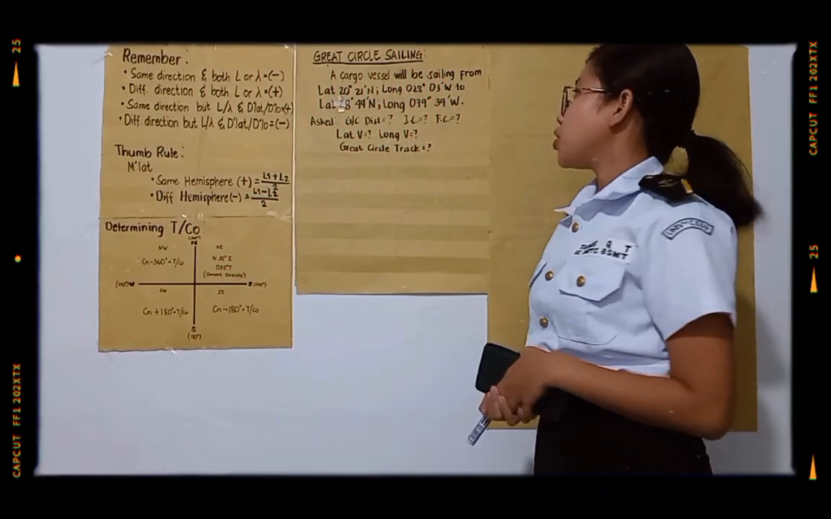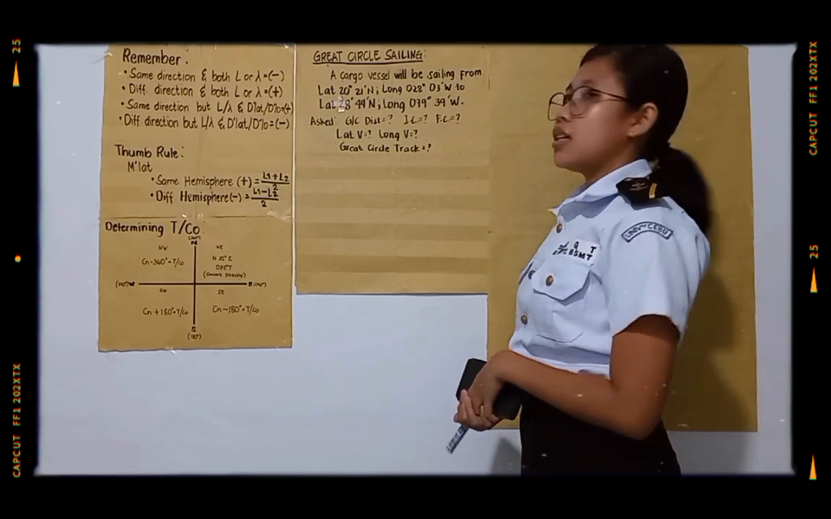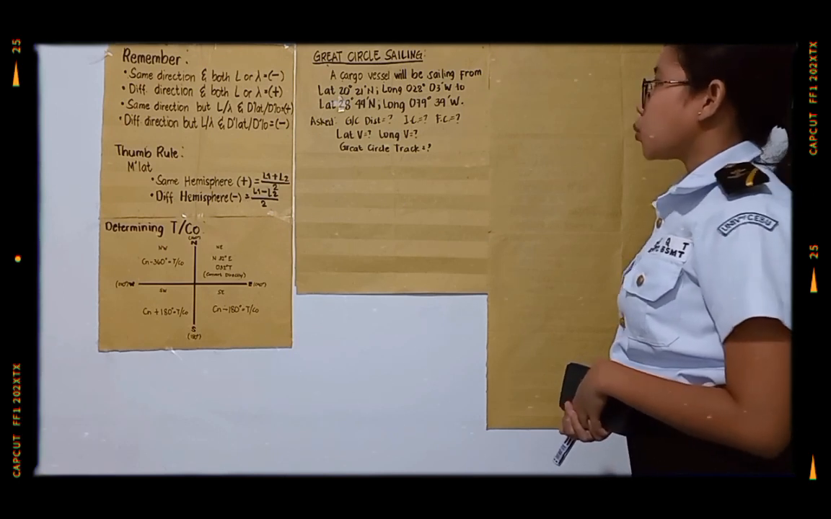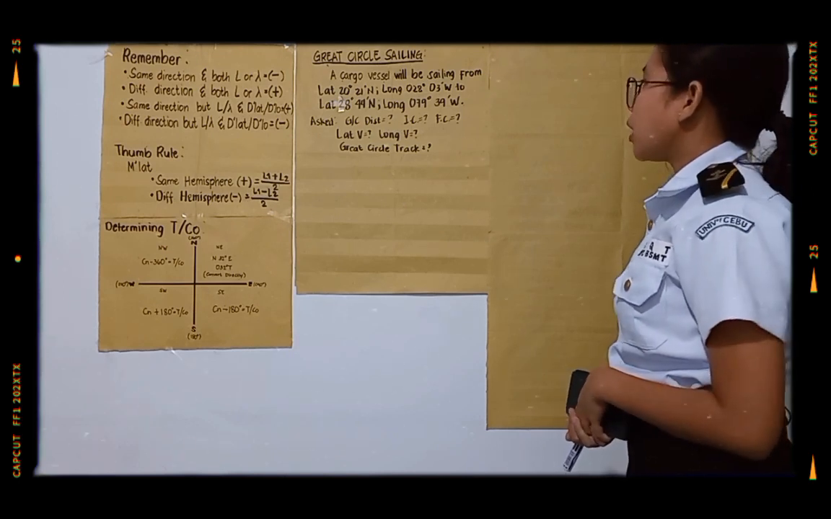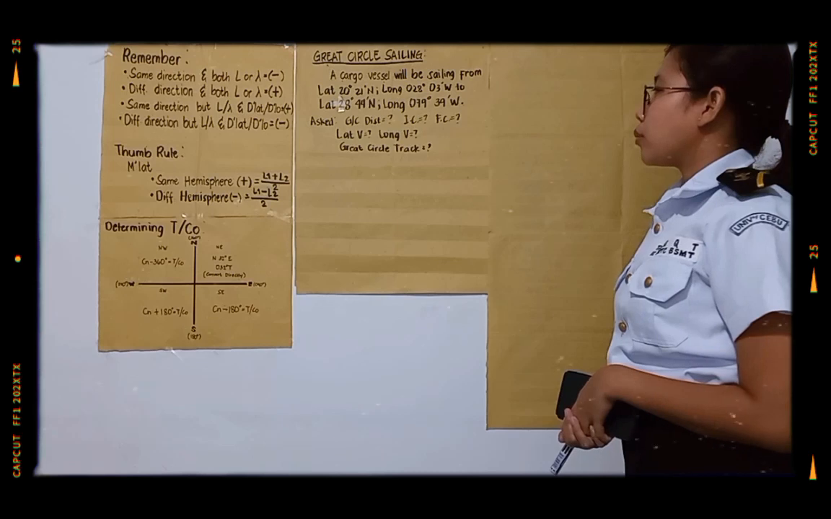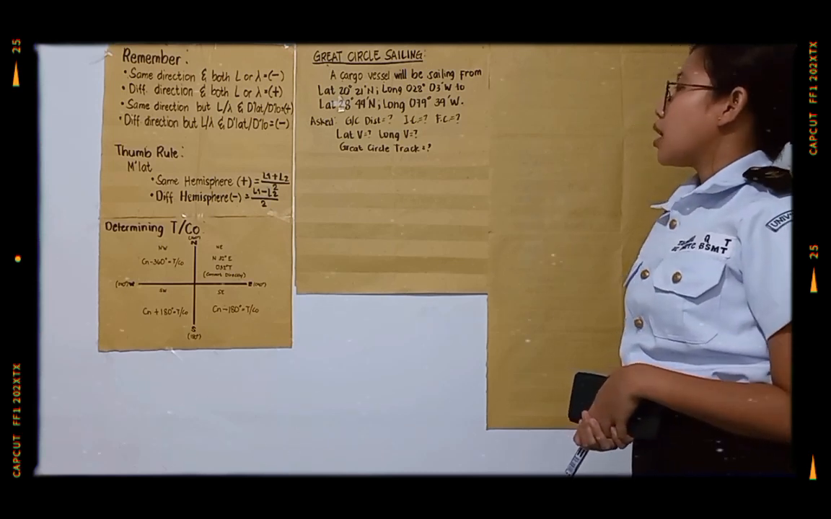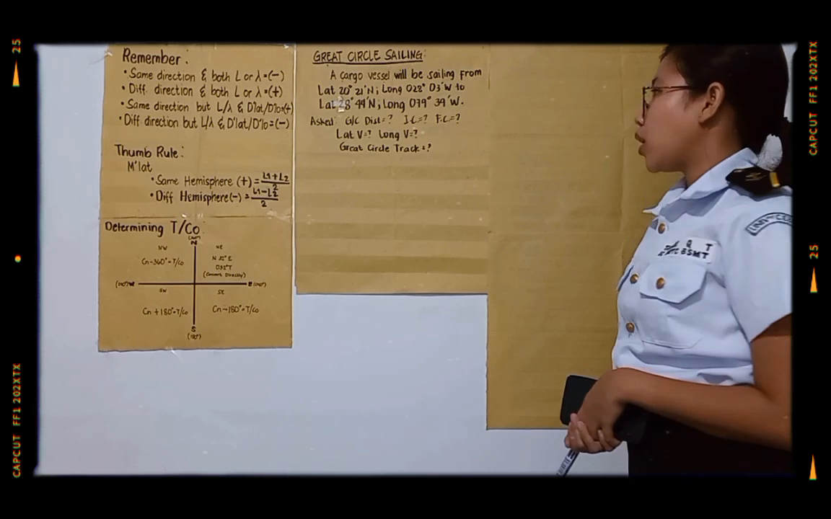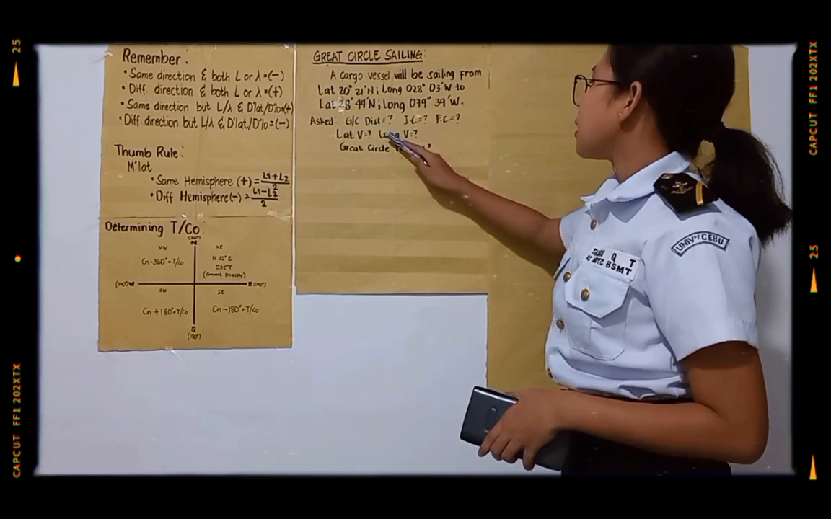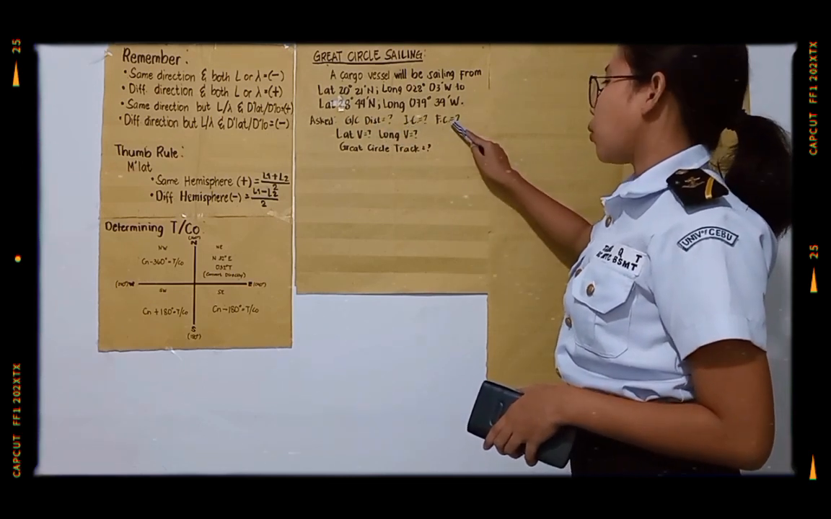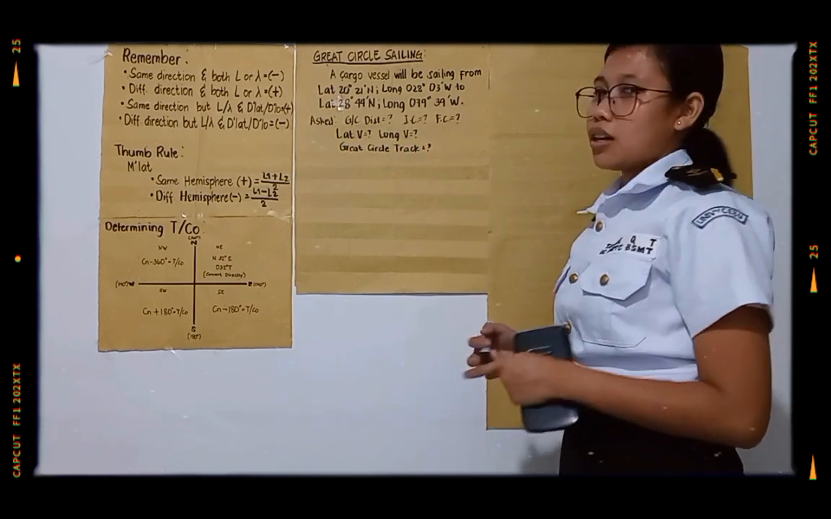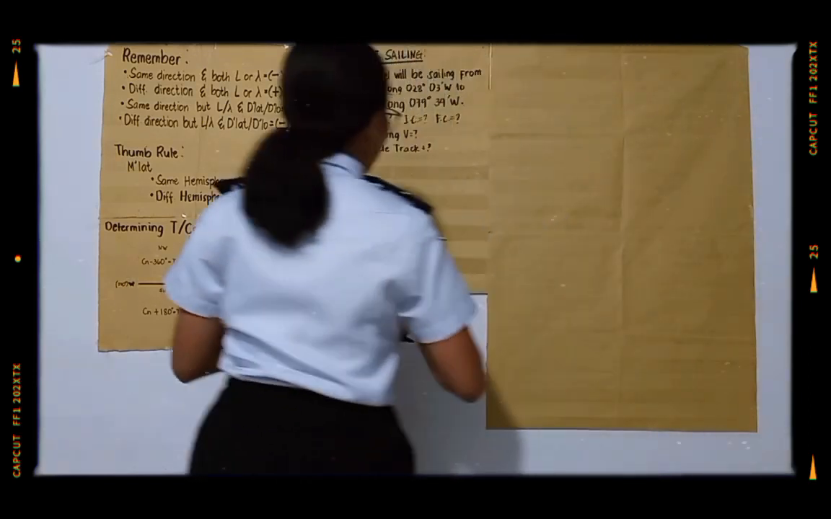Method of sailing, which is the Great Circle sailing scenario. A cargo vessel will be sailing from lat 20 degrees 21 minutes north, long 28 degrees 3 minutes west, to lat 28 degrees 44 minutes north, and long 79 degrees 39 minutes west. So what is asked? The great circle distance, the initial course, the final course, the latitude of vertex, the longitude of vertex, and the great circle track. So many. So we have the givens.